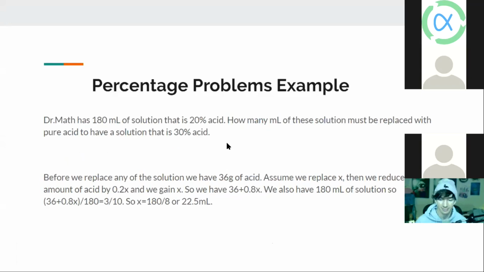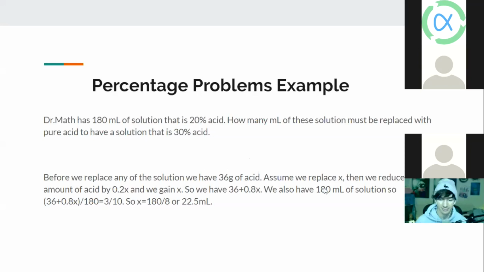Okay, here's a percentage problem. Dr. Math has 180 milliliters of solution that is 20% acid. How many milliliters of this solution must be replaced with pure acid to have a solution that is 30% acid? So before we replace any of the solution, there's going to be 20% of 180 milliliters of acid. And 20% of 180 is 20 over 100 times 180, or 180 over 5, which is 36 grams. So we have 36 grams of acid.